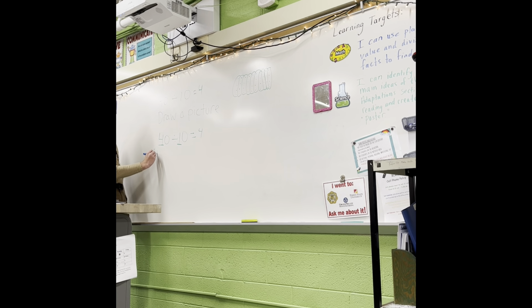If it was 400 divided by 10, you would still do 4 divided by 1. That would still be 4, right? And you would write the 4 down, and then you would go to zeros.